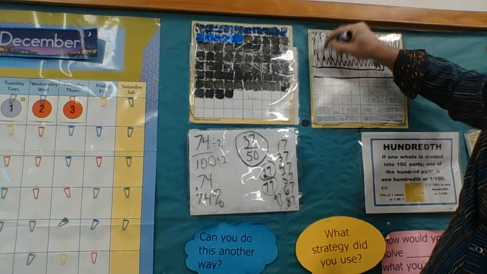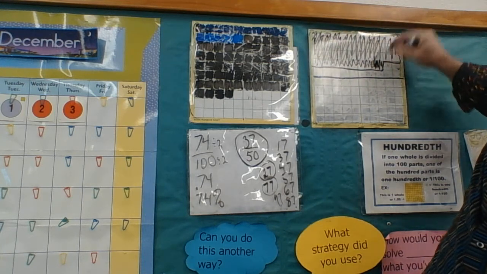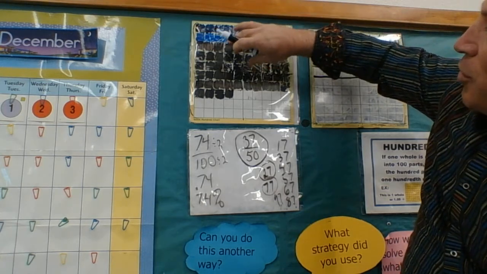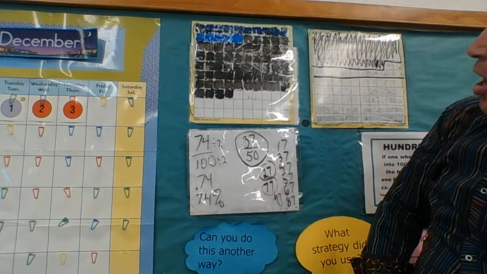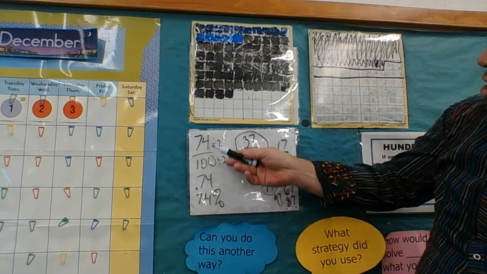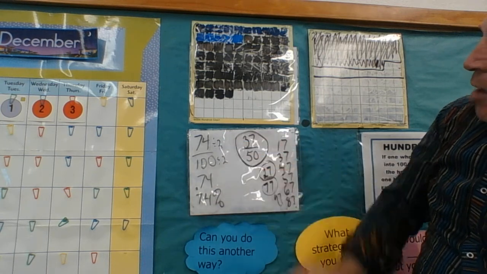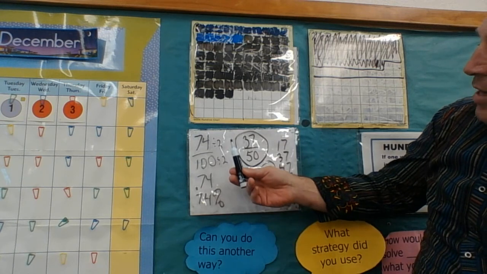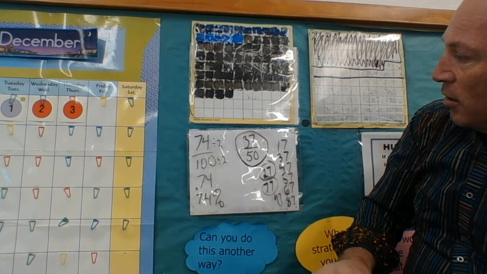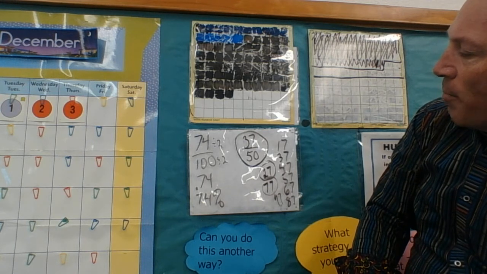So this right here is 37 fiftieths, which is the same ratio as 74 hundredths. And that's how you simplify fractions, by using your greatest common factor. And in this case, our greatest common factor was 2. Pretty cool how math works.